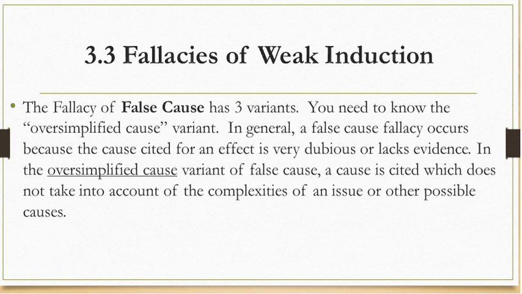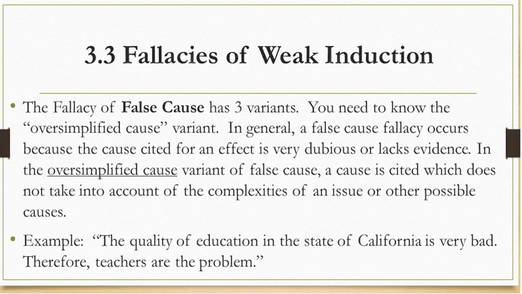Okay, our next fallacy is the fallacy of false cause. Our textbook has three variants or three variations of this fallacy. You only need to know the oversimplified cause variation. In general, a false cause fallacy occurs because the cause that is cited for a particular effect is very dubious or lacks evidence. In the oversimplified cause variant, the one that you're supposed to know, a cause is cited which does not take into account the complexities of an issue or other possible causes.